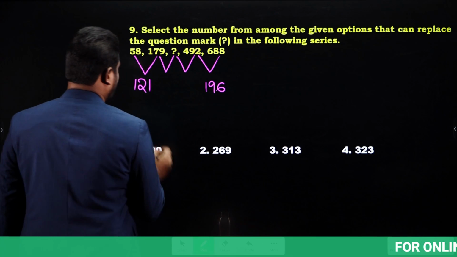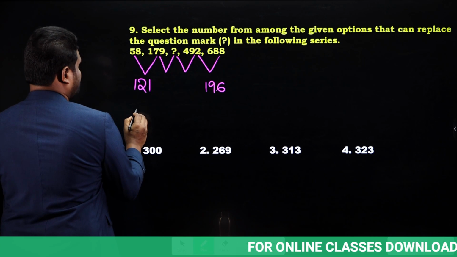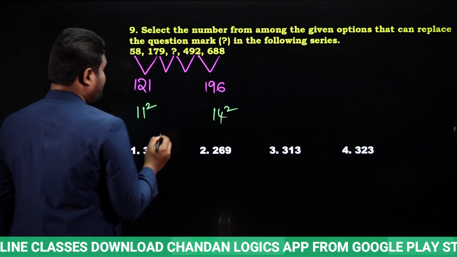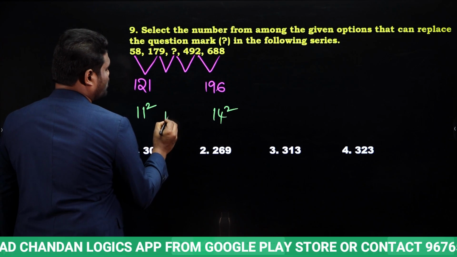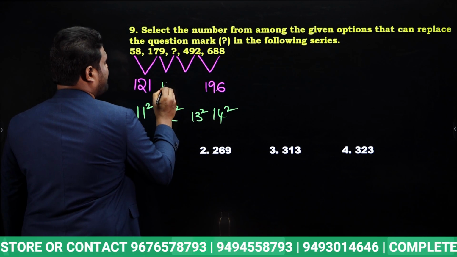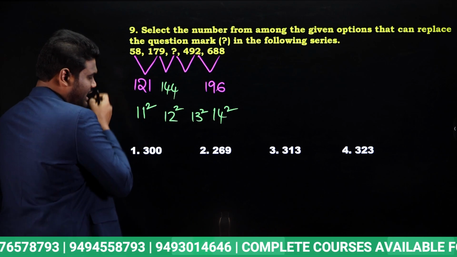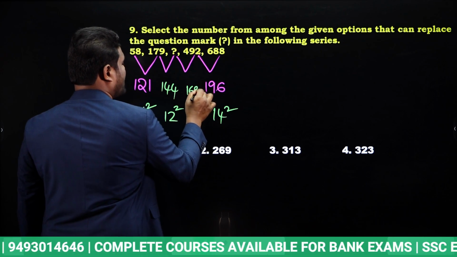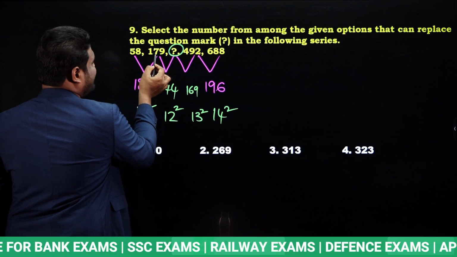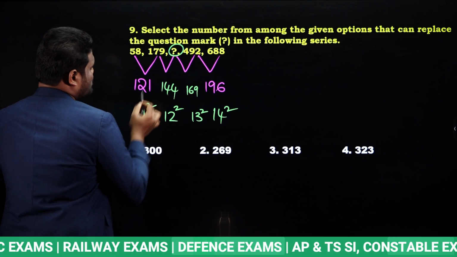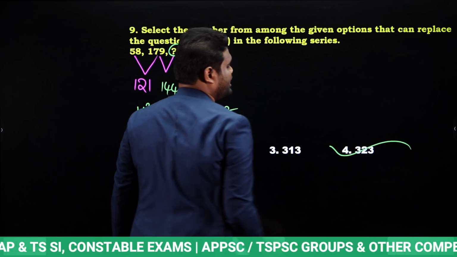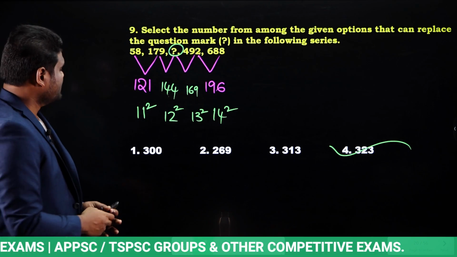Now observe here carefully. 121, 196, if you observe, this is 11 square. This is 14 square. Now if you observe, this should be 12 square, this should be 13 square. Now 12 square means 144. Yes or no? 13 square means 169. Yes. Which means if I need to know what this number is, for 179, I need to add 144. So 179 plus 144, if I add, the answer is going to be how much? 323. Is that clear? Just simple.